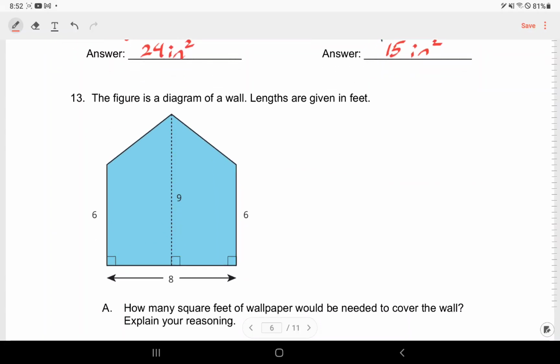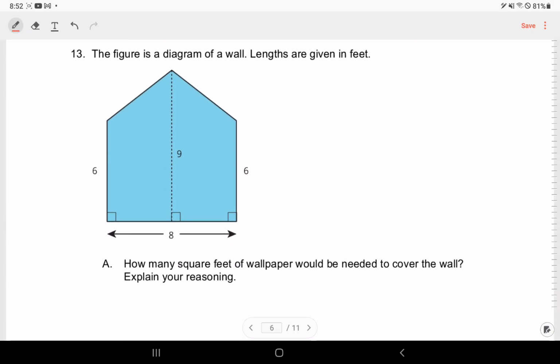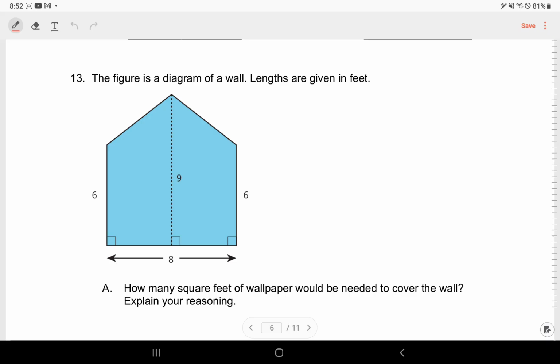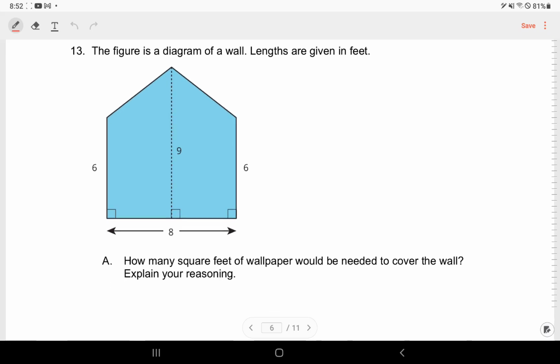Alright, so now we got a wall. These are in feet. Alright, and so how many square feet of wallpaper do you need to cover the wall? So we need to find the area of the wall. And so one of the easiest ways to do this is break it into pieces. So we got a rectangle and a triangle. So if the whole thing is 9, but from here to here is 6, that means that's 3.